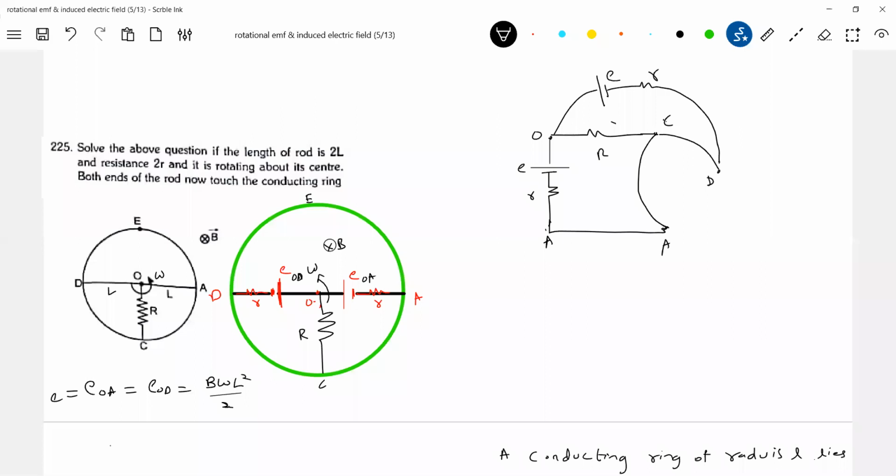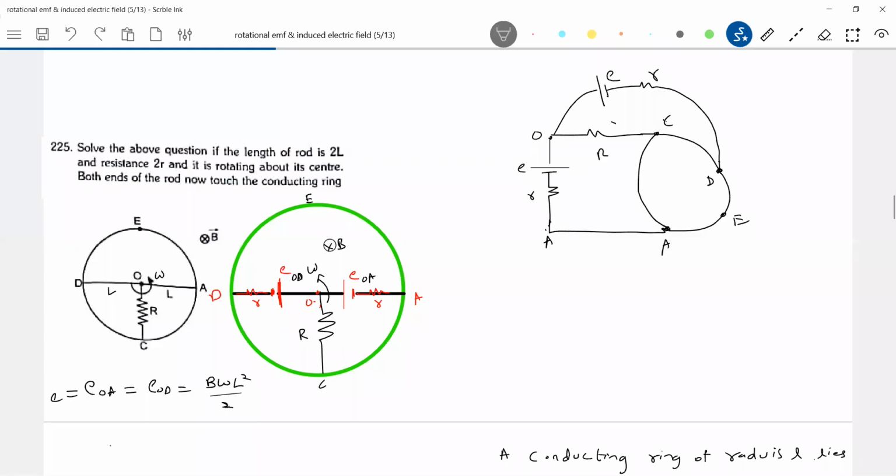Later on we can redraw it. First let's have some rough diagram. D, and from D to EA, an arc. CA is one arc, CD is one arc, DEA is one arc. So this can be everything.